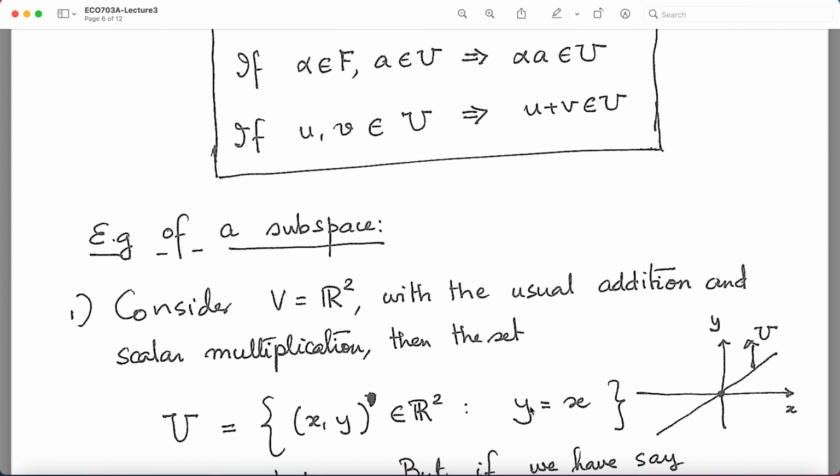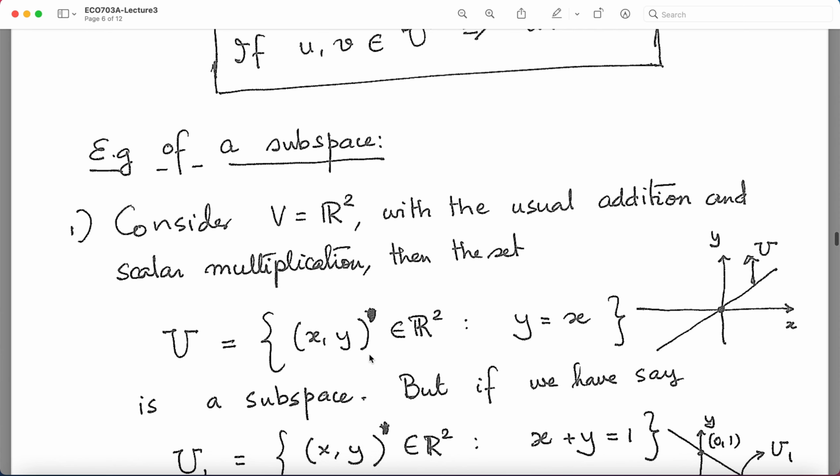The moment the line is not passing through 0, it will not be a subspace. The moment you translate it off a bit, it is not. For example, here, why is it a subspace? Because you take any vector V which is here and scalar multiply it, it will remain here. You take any two vectors on this line, in either direction, and add them, they will remain on U. That is why it is a subspace.